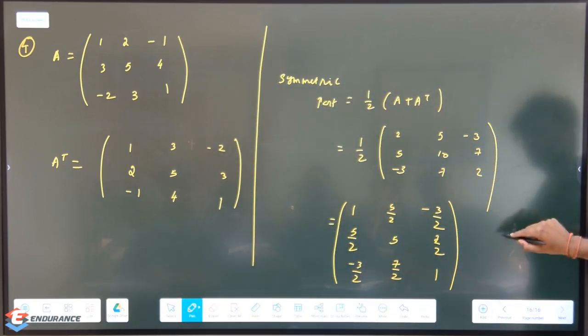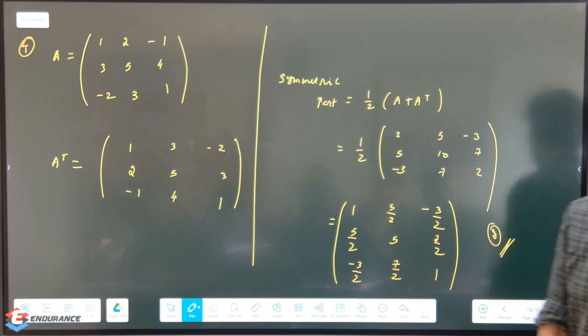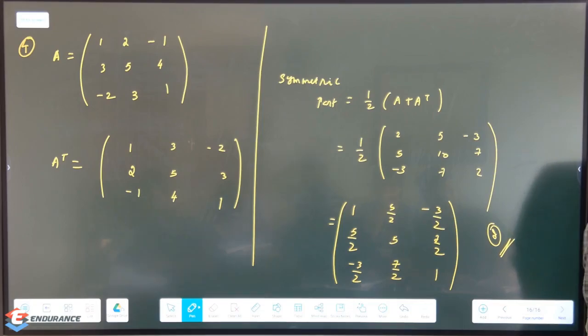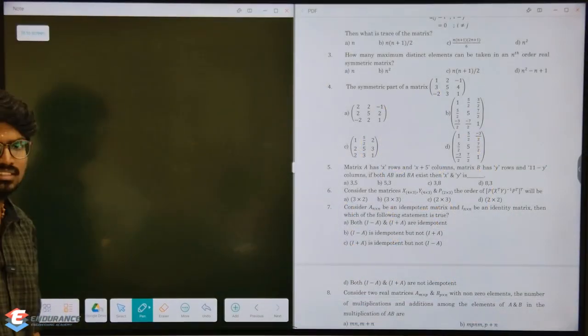Which is option D. Yeah, move forward. Fifth one. Okay, matrix. Fifth question, any answer?